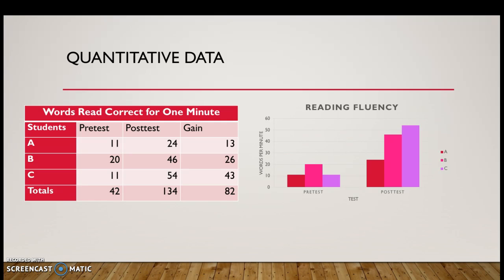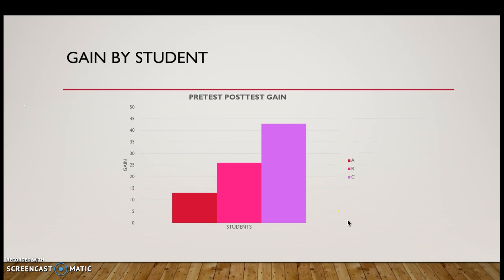In all, they started off with 42 words combined. They ended with 134 words combined, which had a gain of 82. And to the right, you can see a chart that shows their graph. Each color, the red is student A, the pink is student B, and then the purple is student C. And you can see the pre-test and the post-test. And then finally, I have a graph that shows their gain by each student. And so you can see student A did okay, student B did better, and student C did the best.